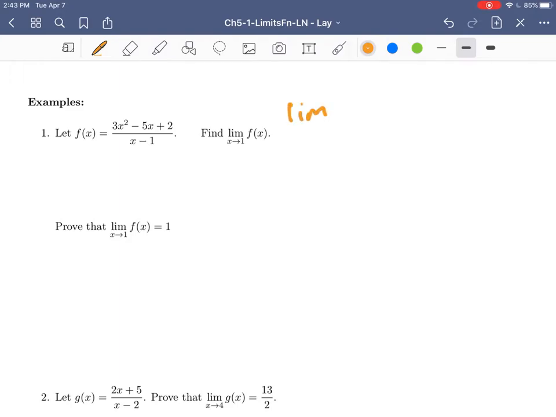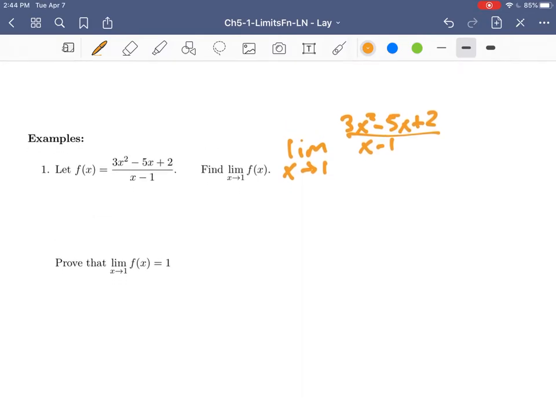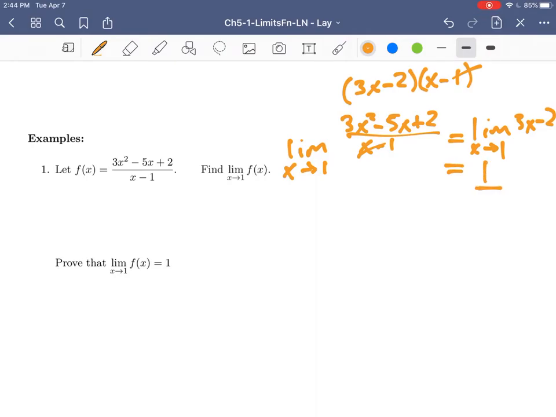So we're taking the limit of 3x squared minus 5x plus 2 over x minus 1. We're taking that limit at 1. We can factor the top into 3x minus 2 times x minus 1. And so then those x minus 1's cancel, and we have the limit as x goes to 1 of 3x minus 2. That limit is equal to 1. So that is what we think the limit is. We think that limit is 1.